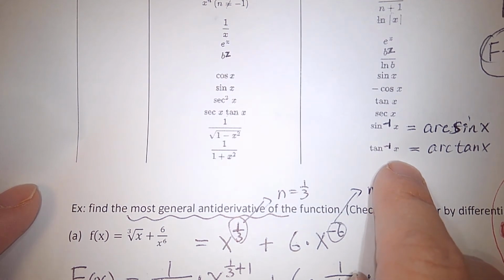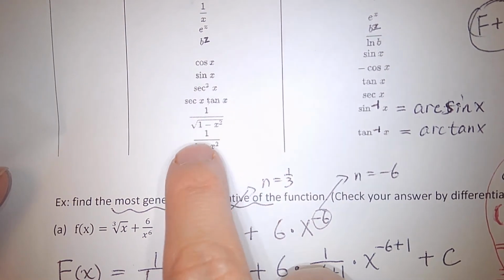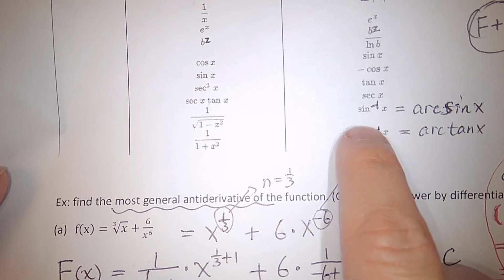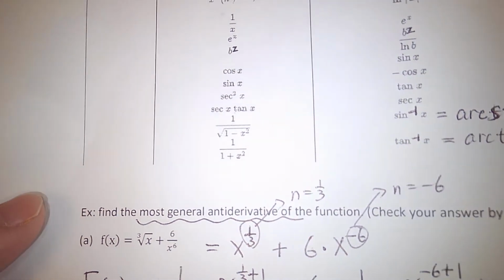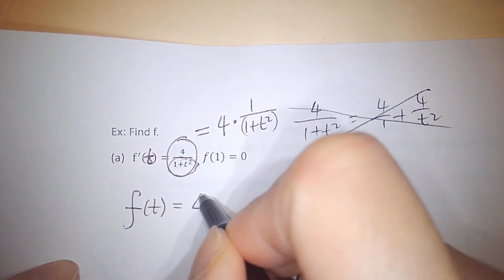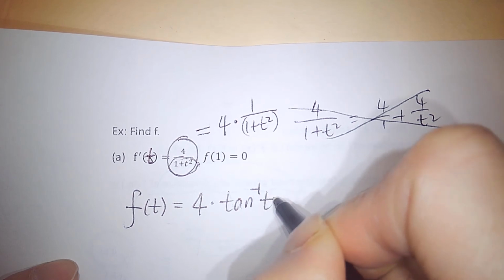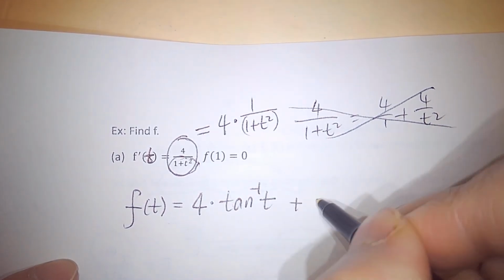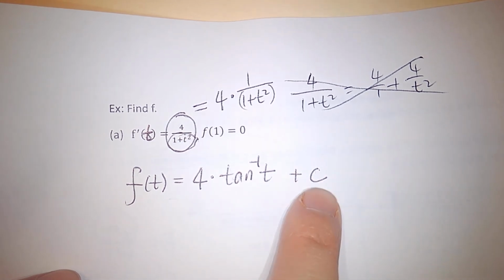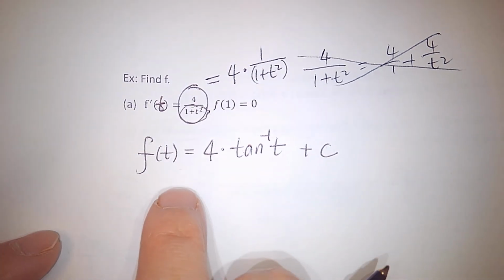Yes! Yes, you can. Copy things down on your formula sheet to help you. 1 over 1 plus t squared, and the derivative is what? Inverse tangent of t, okay? So, I would say f of t should equal what? 4 times inverse tangent of t, okay? However, we have to add a constant c, okay? This is the most general antiderivative, okay?